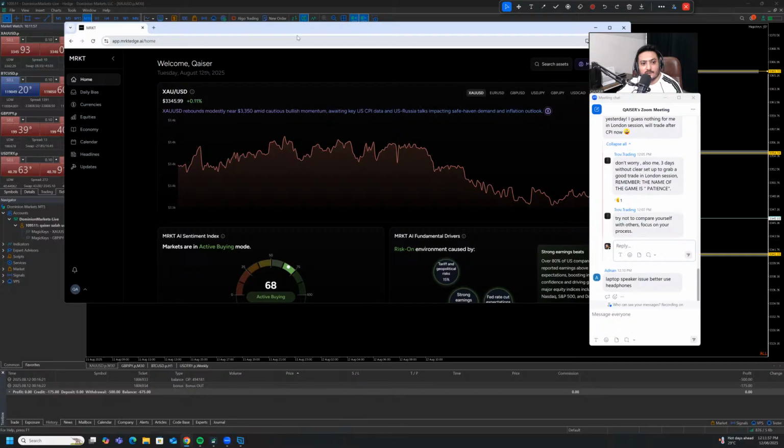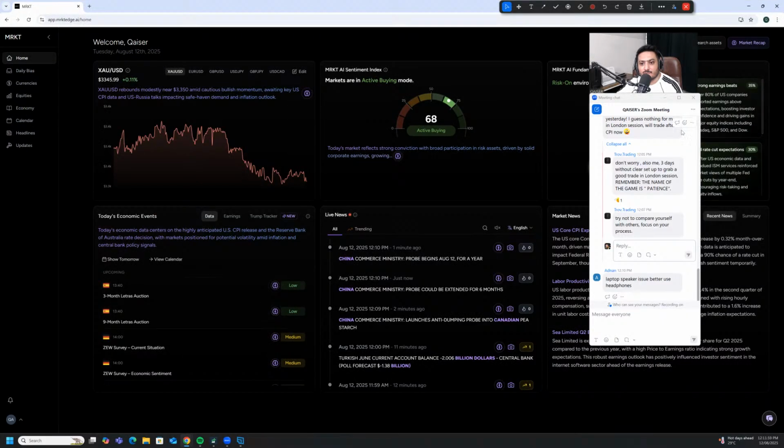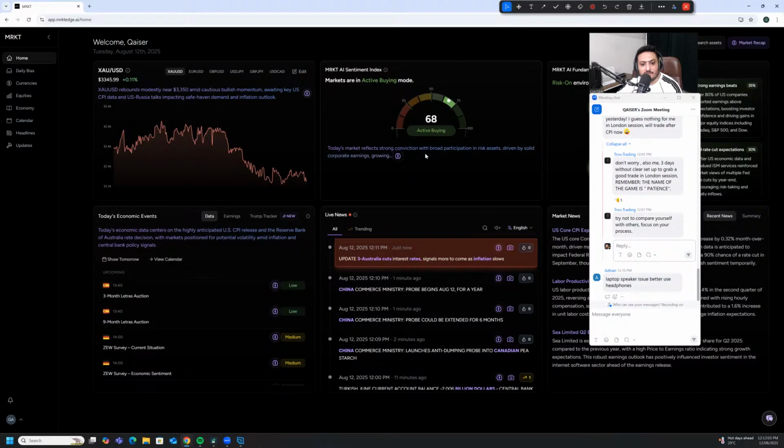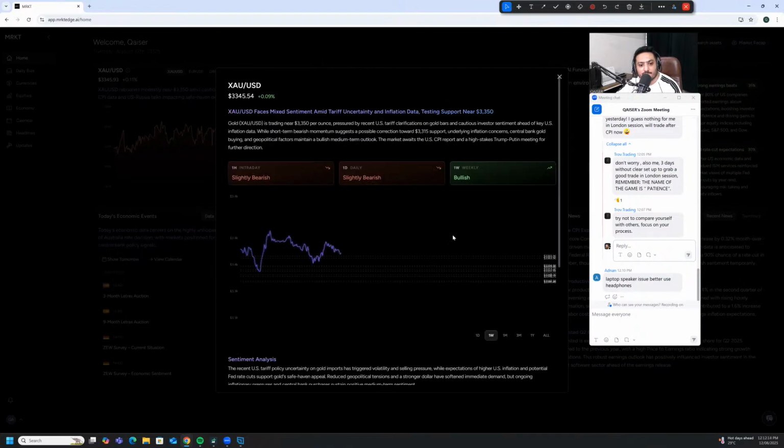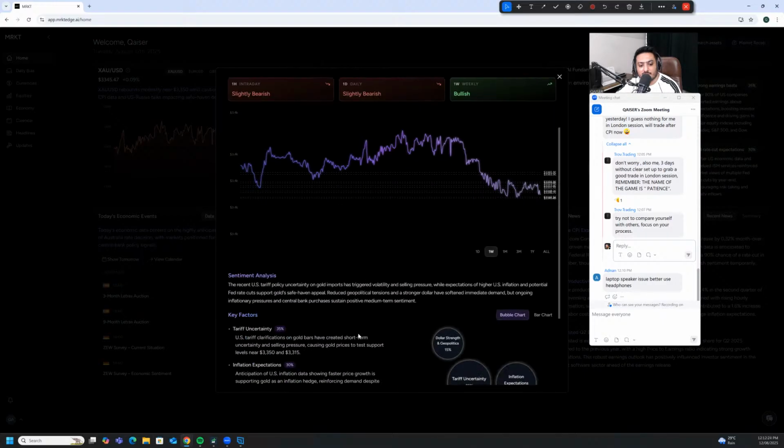Okay, let's just look at this one. Today the market is reflecting strong conviction with broad participation. The China Commerce Ministry began... Okay, let's just look at the gold. Here we go. Intraday slightly bearish, daily slightly bearish, and weekly. So why is it behaving like this? Gold is trading at 3350 per ounce under pressure. Okay, I just need to look at this one actually.